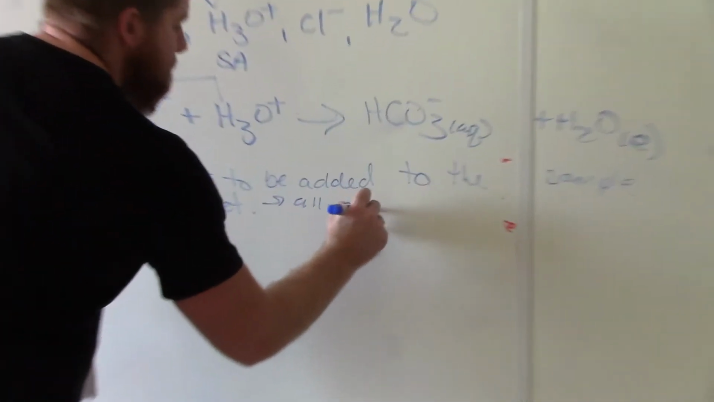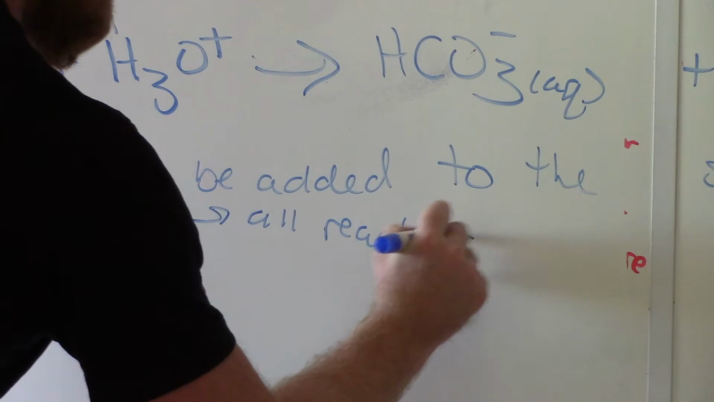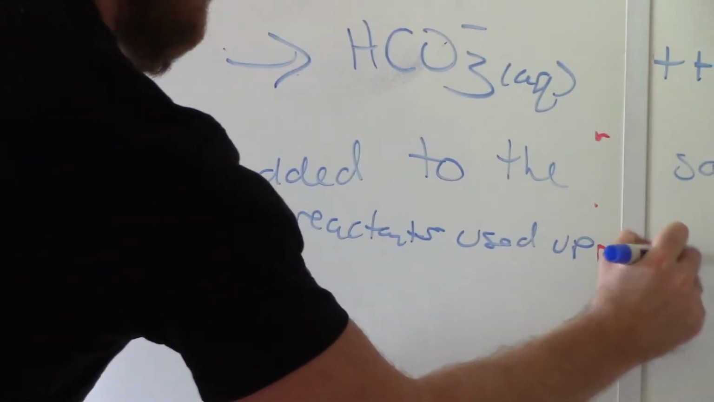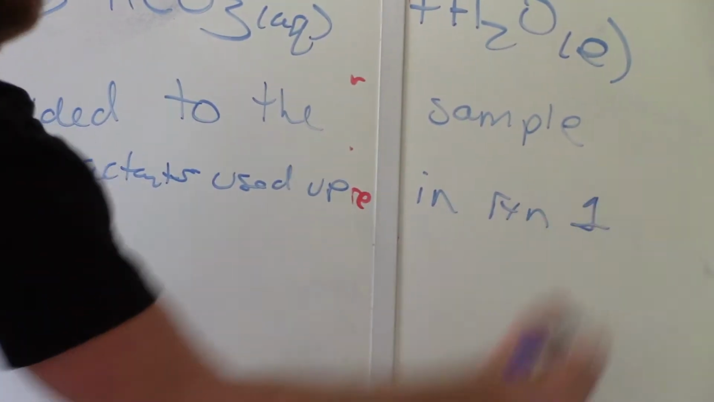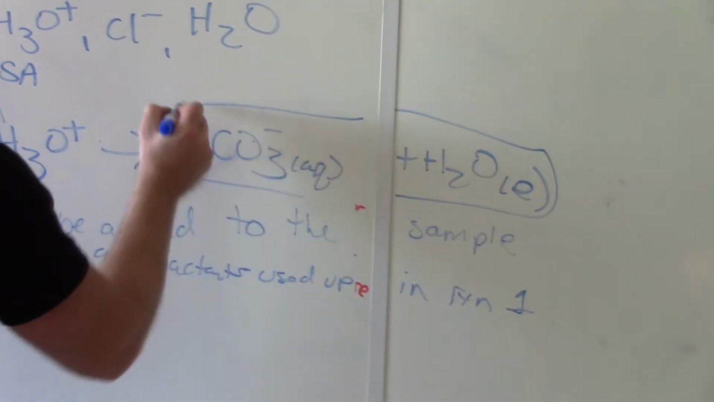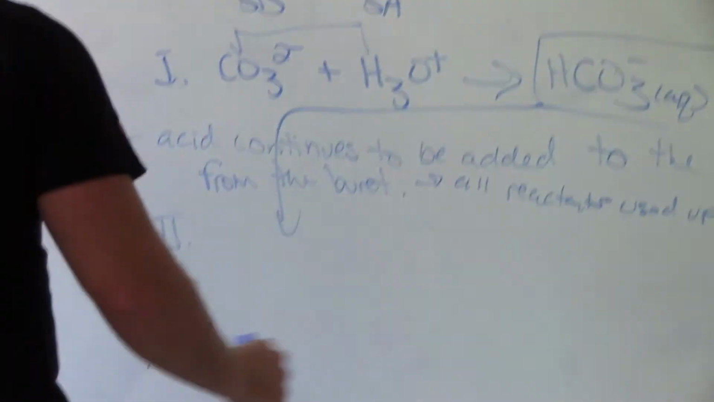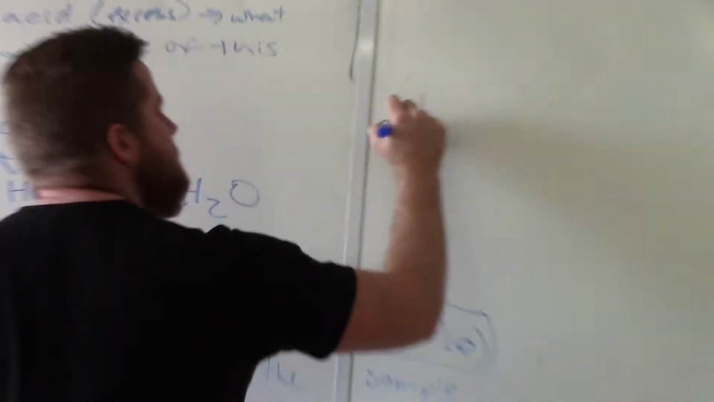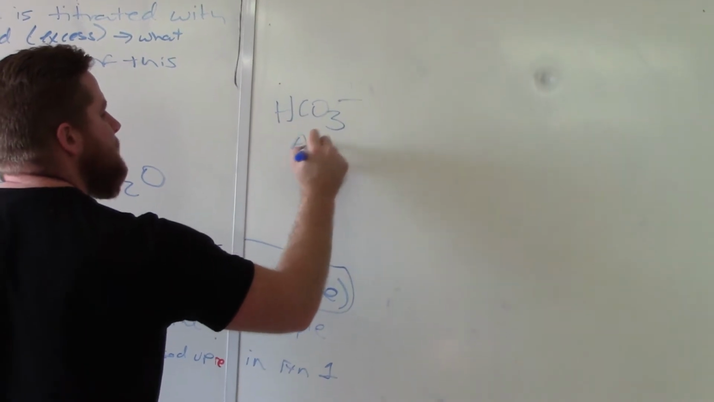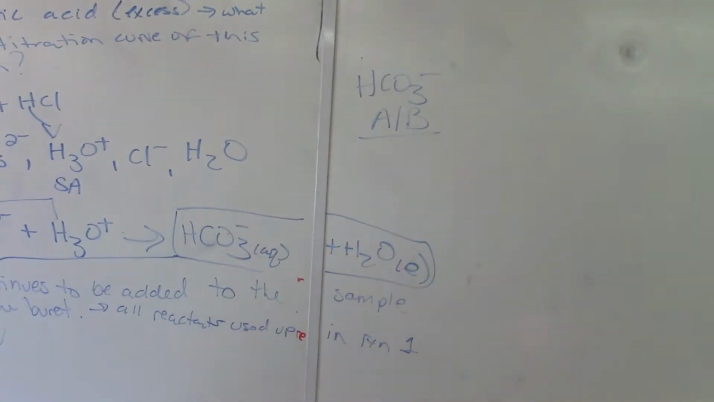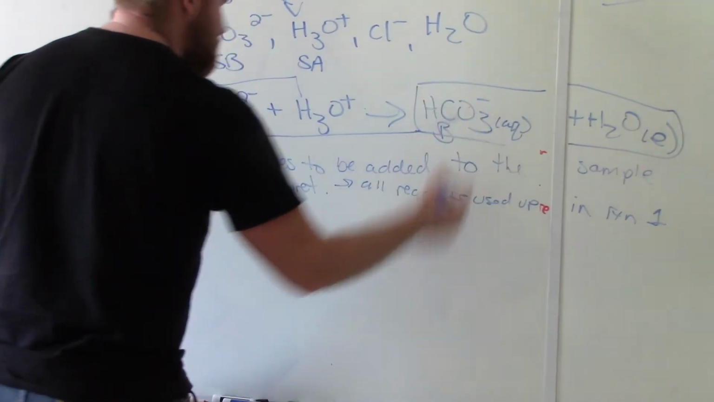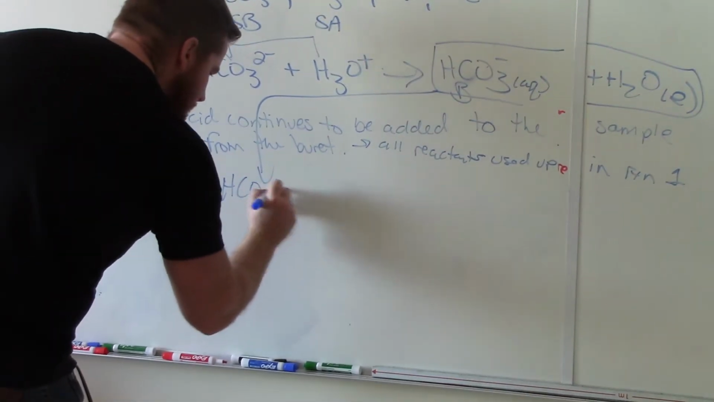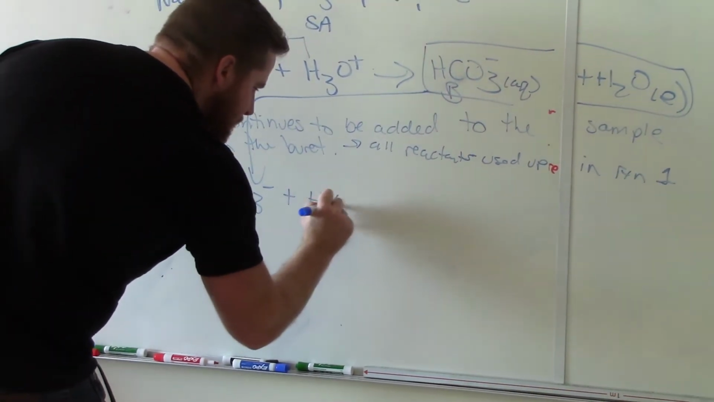So what we're going to look at here is quantitative, so all reactants are used up in reaction 1. So what we do with a polyprotic reaction is we take this guy. Remember, HCO3 negative can be an acid and a base. So this guy is going to end up being my base. So HCO3 negative plus H3O plus.